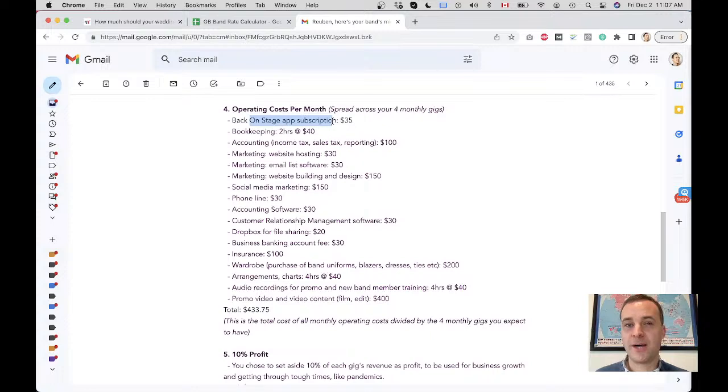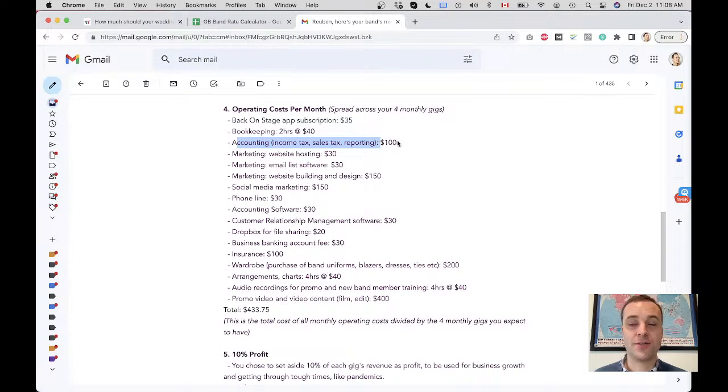So the Back on Stage app subscription, that's going to be about $35 a month, at least right now. Lots of great stuff in there. Bookkeeping, you're going to want to do about 2 hours of that every month. That's for all the auxiliary stuff like your receipts and day-to-day expenses of running your business. Accounting. Now, this is the first thing I would recommend you outsource.